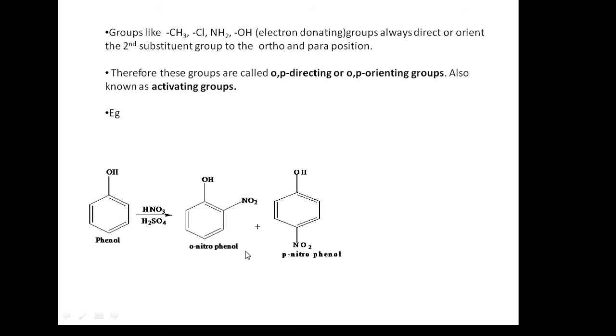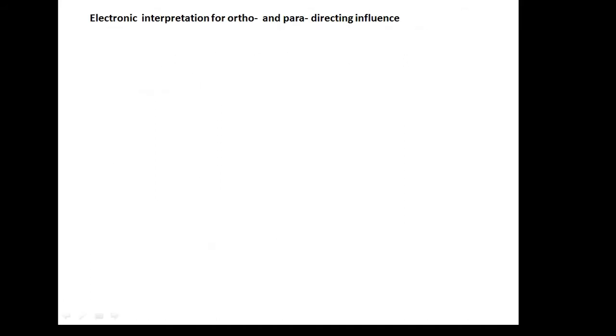Now the reason for getting these products can be explained on the basis of electronic effects, and that is nothing but the electronic interpretation for the ortho and para directing influence. Now again we take up the example of phenol, where the OH group is present on the benzene ring and this OH group is an electron donating group. If we examine the electronic structure of the OH group, the oxygen atom, which is directly linked to the ring carbon atom and is known as the key atom, is carrying 2 unshared pairs of electrons.